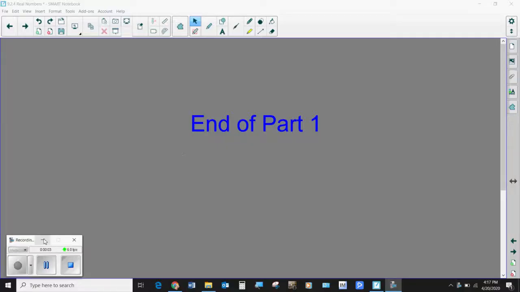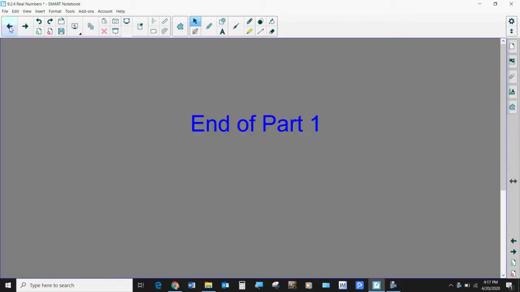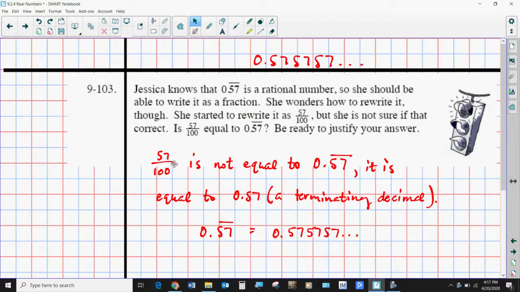Alrighty, welcome back. We're going to get into part 2 of our lesson about real numbers. I'll back up for a second. We learned about patterns yesterday: when you have a repeating decimal, it's not the same as writing a terminating decimal as a fraction. With a repeating decimal, there's no way to identify the place where your last digit sits, which gives your fraction its denominator. So how do we deal with that?